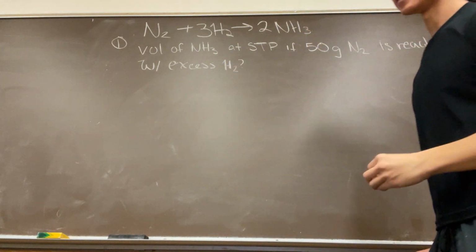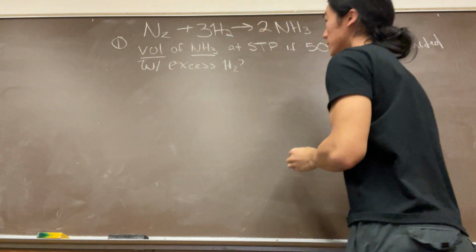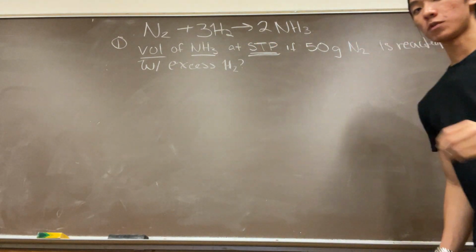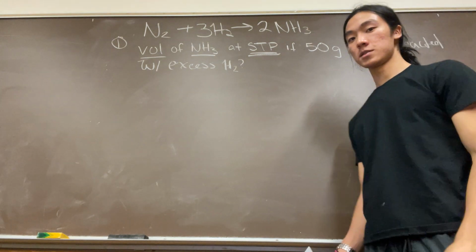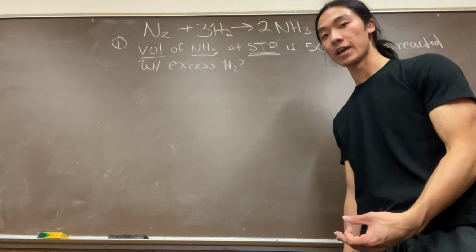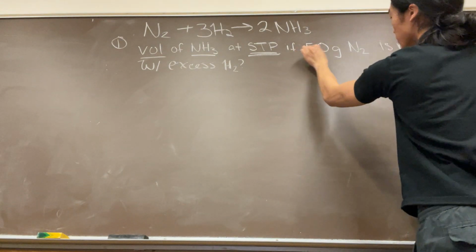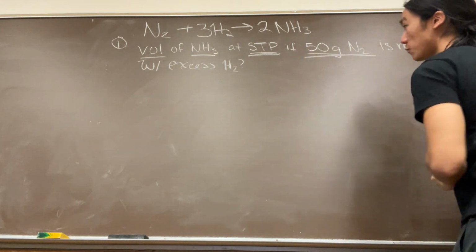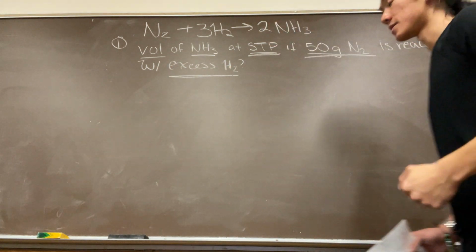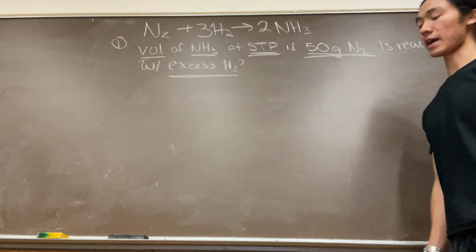So the first thing to look at is, what does the question want? It wants the volume of a product. The second thing I notice is that it's at STP. If you remember from earlier, STP is 0 Celsius, 1 ATM, and at STP 1 mole of gas is equal to 22.4 liters. Now we have 50 grams of N2 and excess H2. Because it's excess hydrogen gas, I know my limiting reactant is going to be the 50 grams of nitrogen gas.